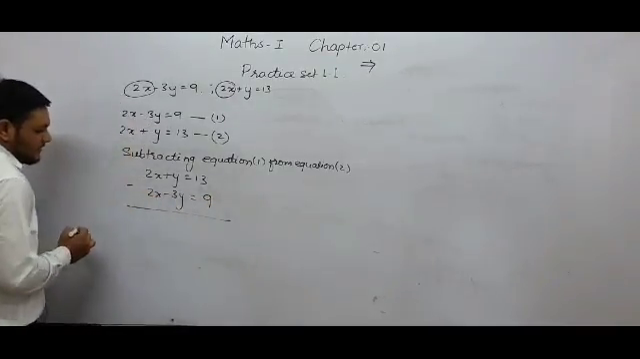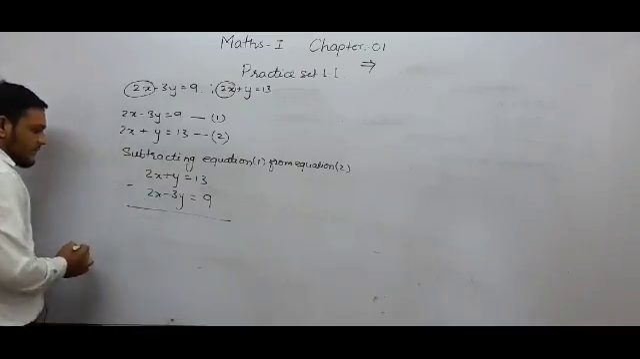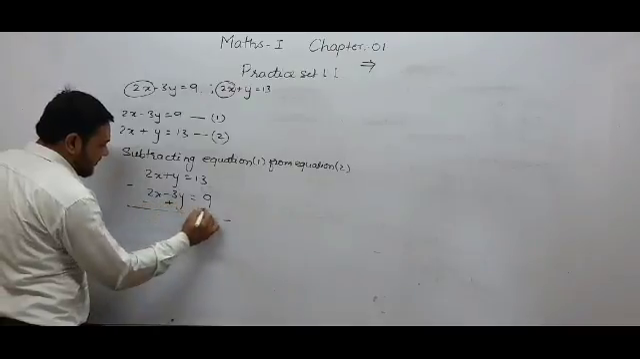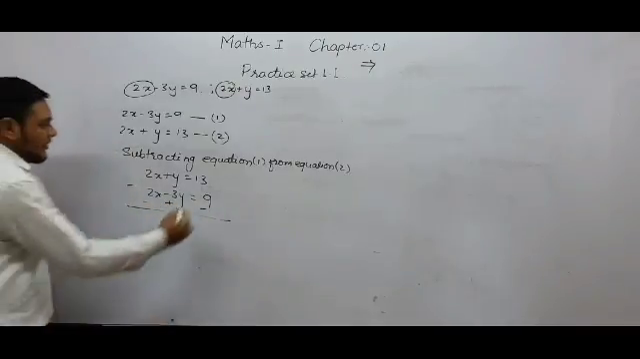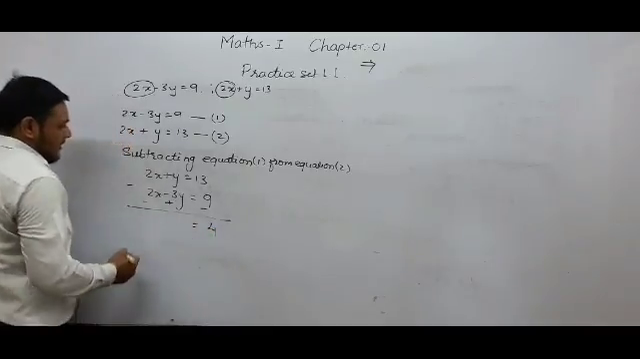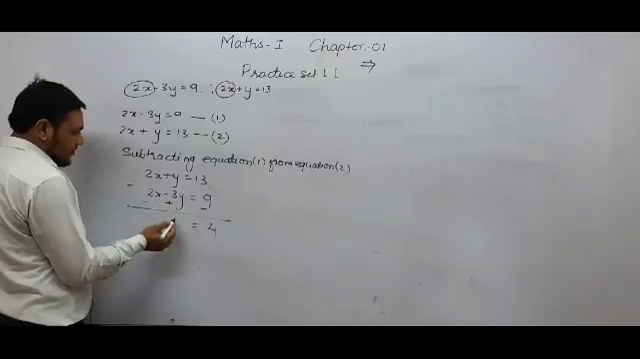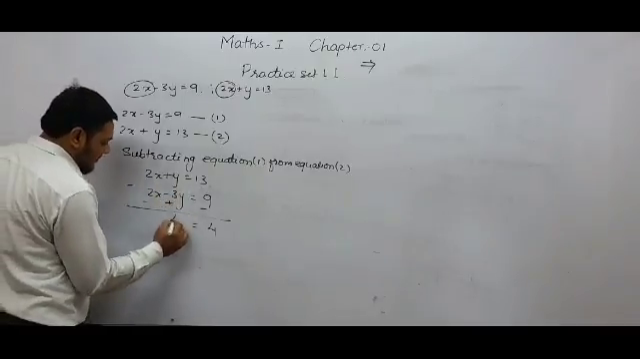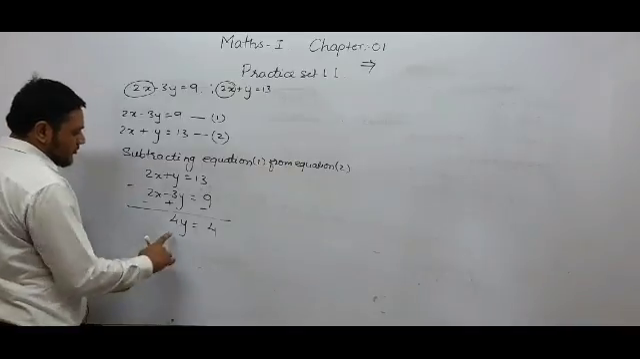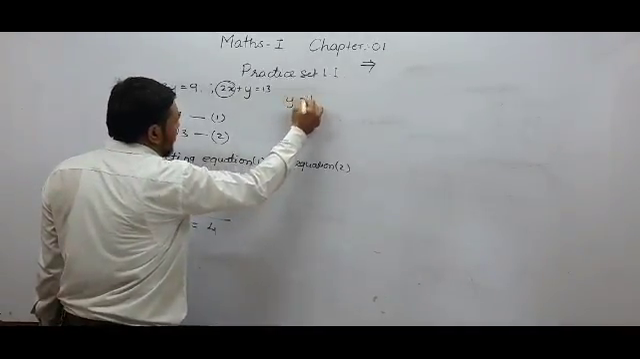So while subtracting, these signs can be changed. Because the negative sign is applied to each term, this will be negative, this will be positive, and this will be negative. So, student, 13 minus 9 will be 4. And this is negative 3y, but after changing the sign it is positive 3y, so y plus 3y will be 4y, and the positive and negative 2x will be eliminated. So, student, 4y equals 4, so y equals 4 upon 4, that is 1.